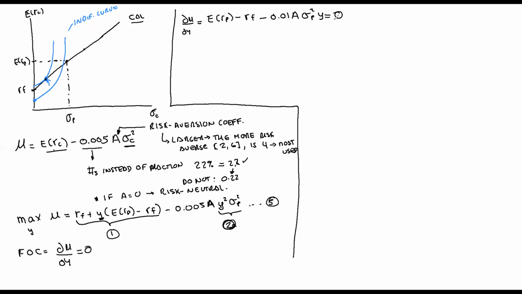Okay, now I have only one variable, that is Y, and I will call this Y star. So this is going to be my optimal Y. I move this to the other side. It's going to be ERP minus RF divided by 0.01 times A times sigma squared of P. So this is your equation, guys. And with this equation, we have finished capital allocation.